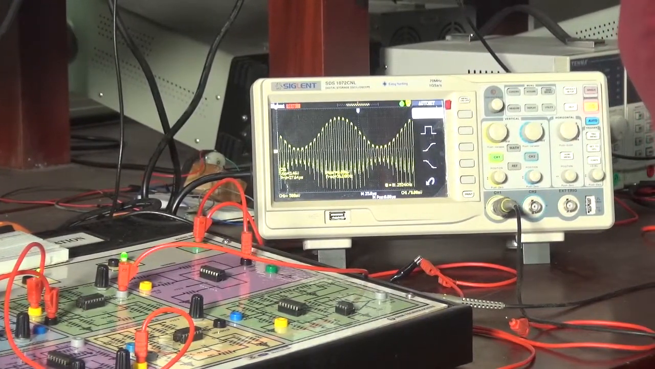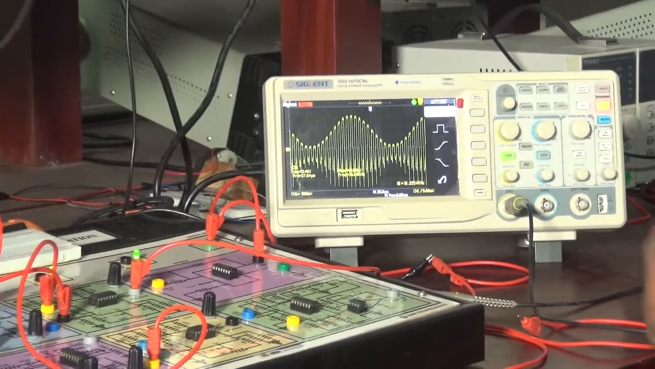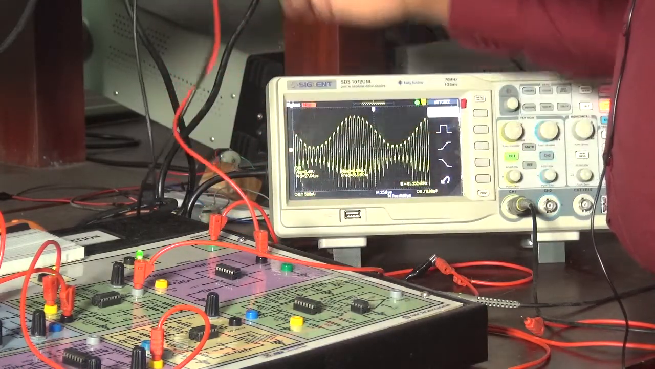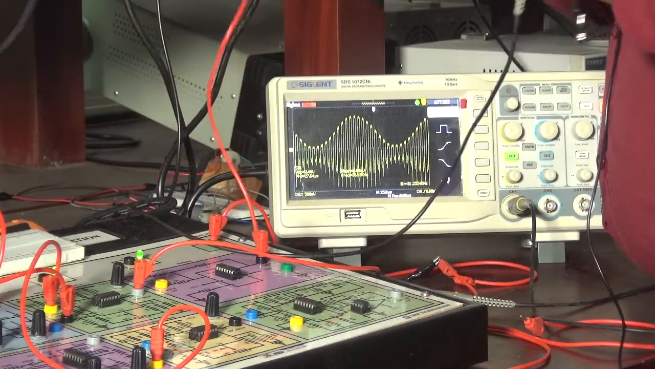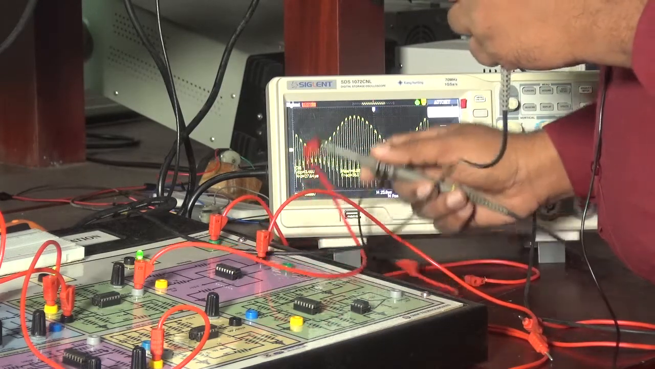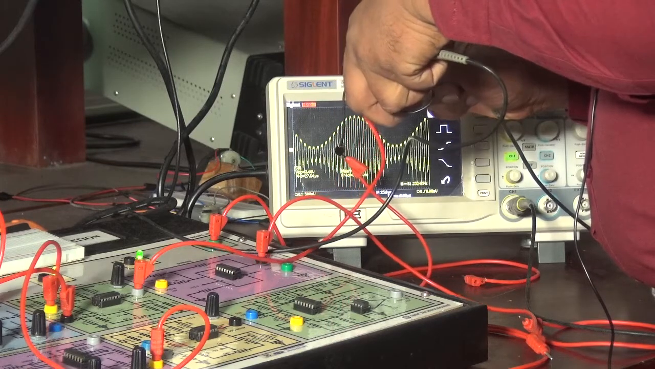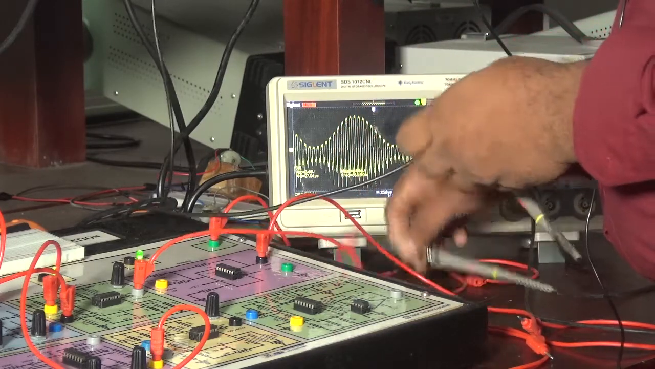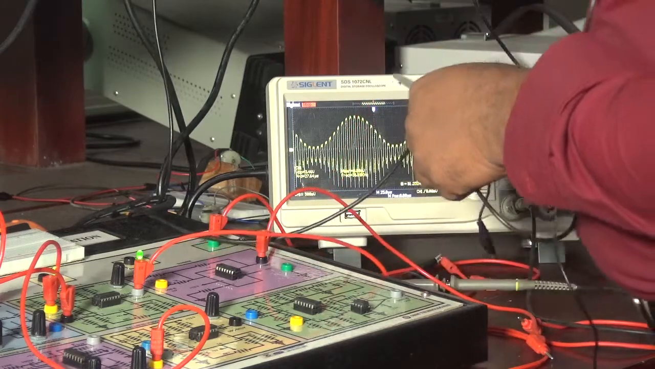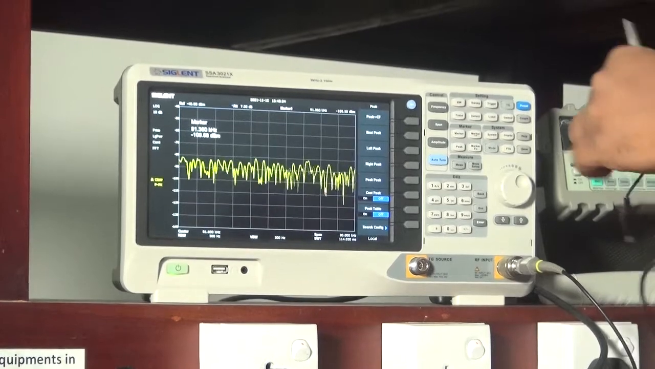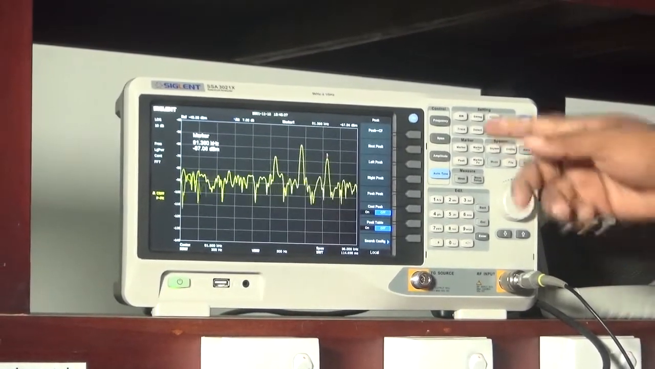So, if we see the spectrum, we have seen the waveform. Now I am going to see the spectrum of this signal. You can see the spectrum. Look at the spectrum analyzer. Now, I am going to connect the amplitude modulated output to our spectrum analyzer.